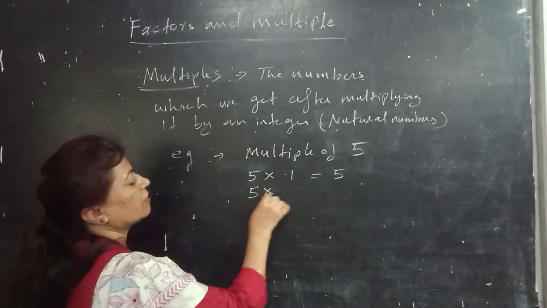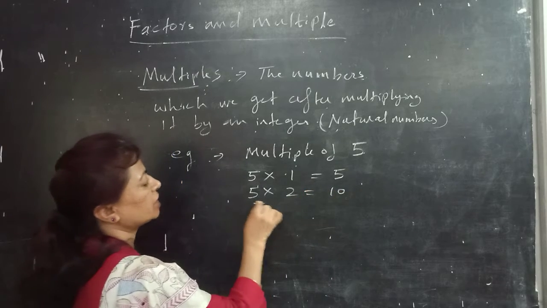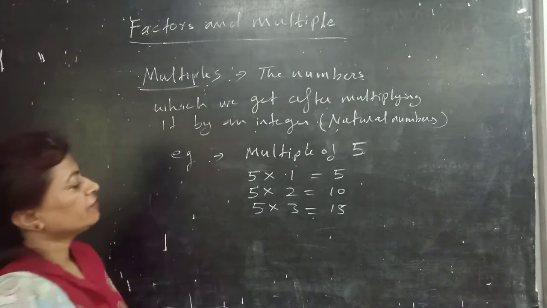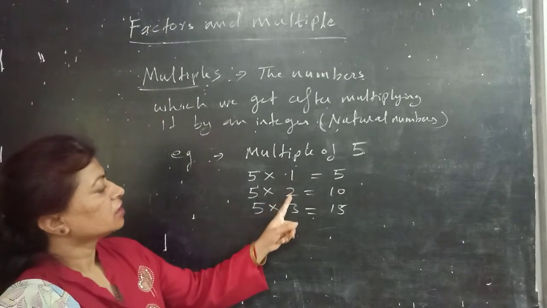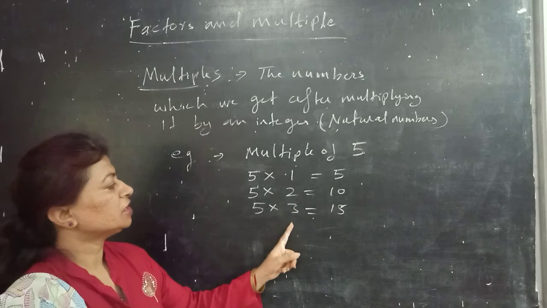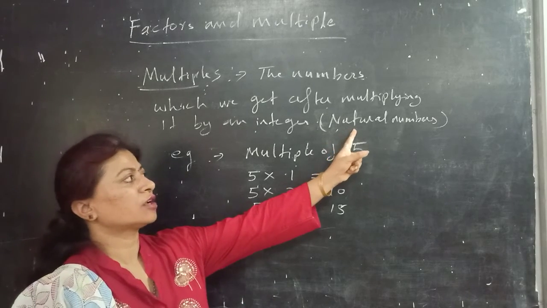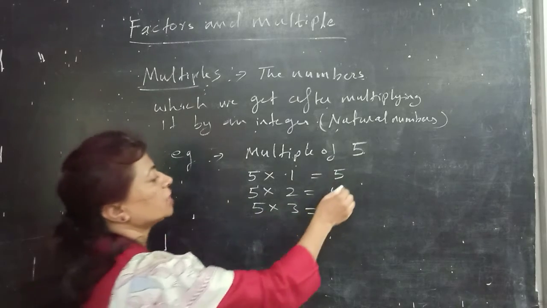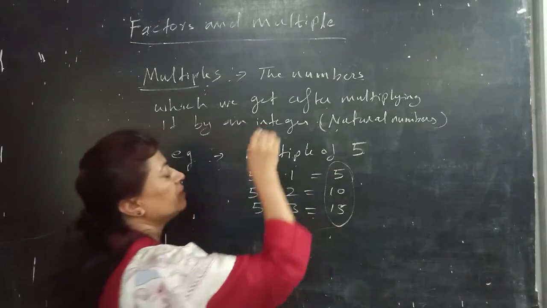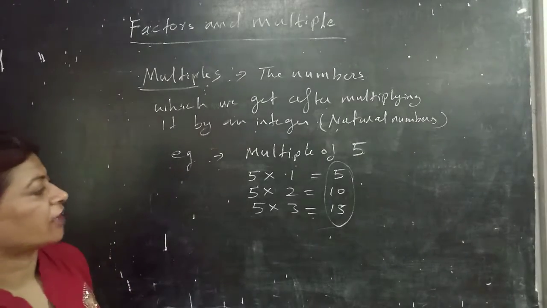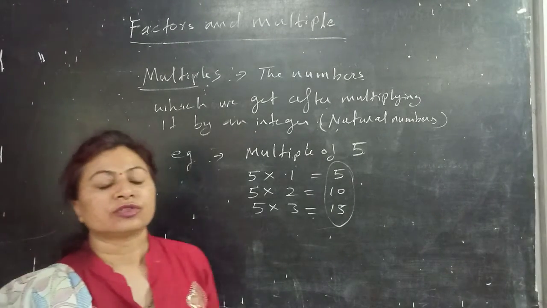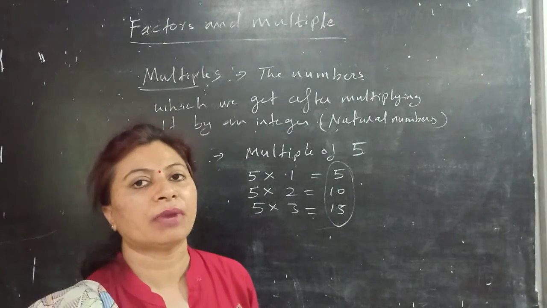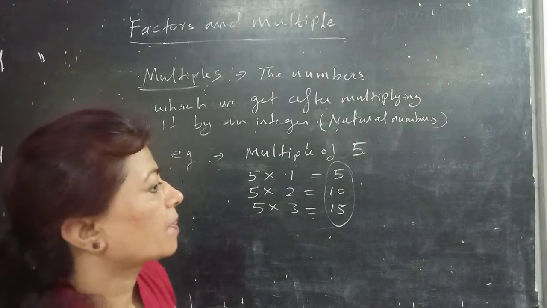If we multiply 5 by the number 2, we get 10. If we multiply 5 by the number 3, we get 15. So this way, when we are multiplying 5 by the positive integers, or simply we can say we are taking right now the natural numbers, then we are obtaining some numbers. These numbers which we are obtaining will be called multiples of 5. So whenever you have to find the multiple of any number, then you have to multiply it by an integer.